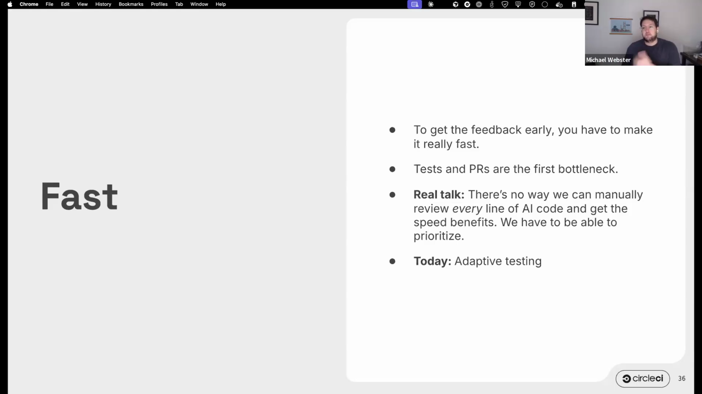It takes a long time. You have to find a human to go review the code, and they leave you comments, and then you have to go back and respond to those comments. So the testing and PRs are probably some of the first bottlenecks, but they're really important to get right, because they are currently the best way that we have to gather feedback.